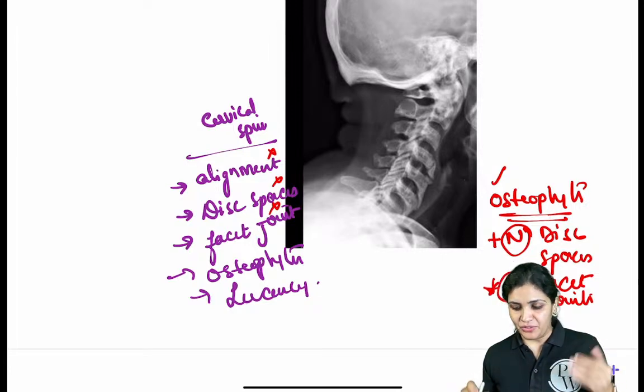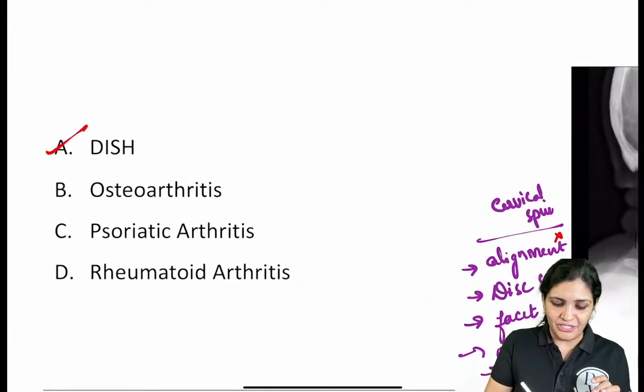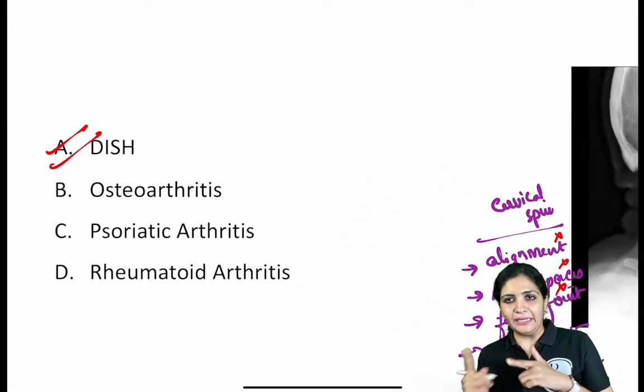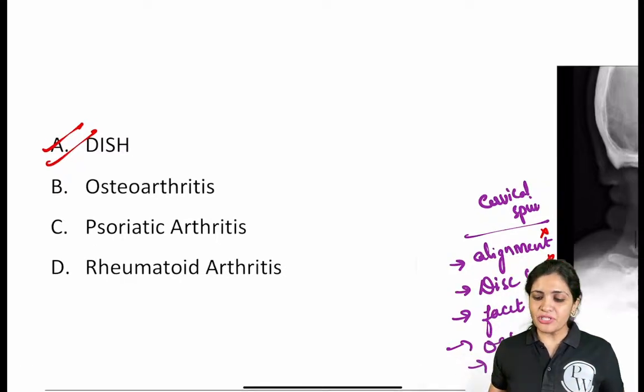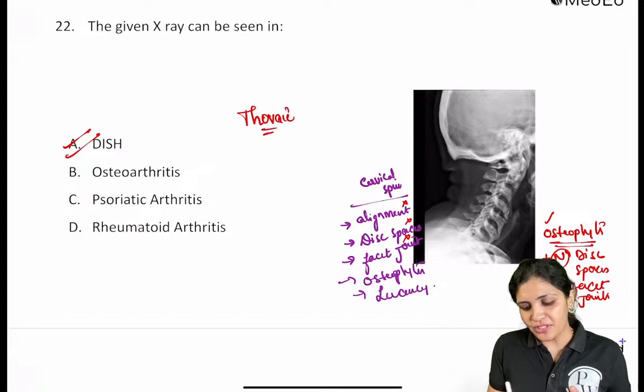The only thing which you can see is the osteophytes, and this is a peculiar condition called DISH, diffuse idiopathic skeletal hyperostosis, where you see, especially in the lower thoracic vertebrae, that the osteophytes are continuous, right?